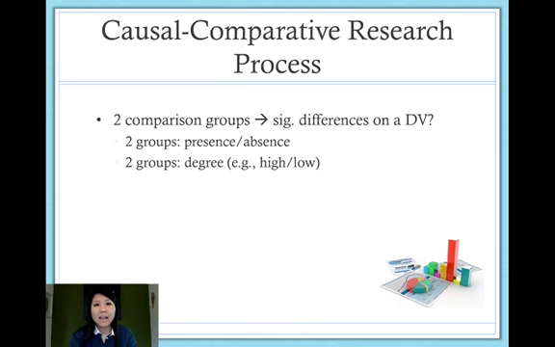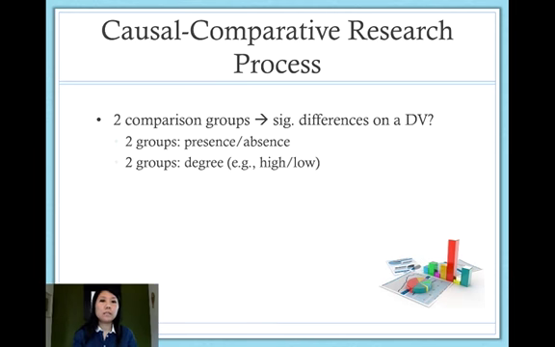So what happens? How do I do causal comparative research? You might want to do this type of study for your proposal. So the first thing you do is you create two comparison groups, and you're looking to see if there's a significant difference or differences on a dependent variable. So the two groups could be the presence or absence of something. So your two groups might be kids who have a piano at home, and the other group is kids who don't have a piano at home.